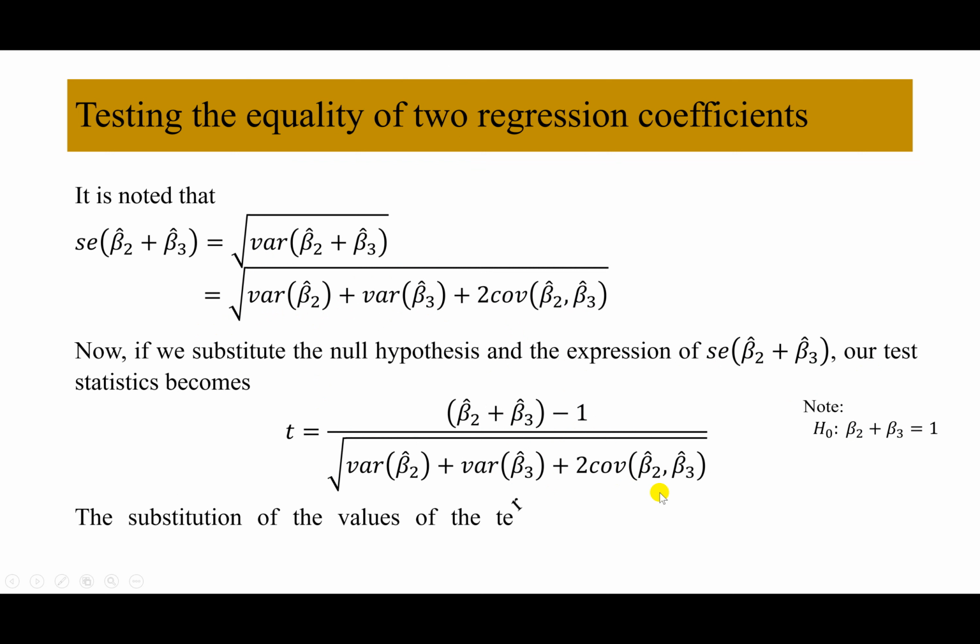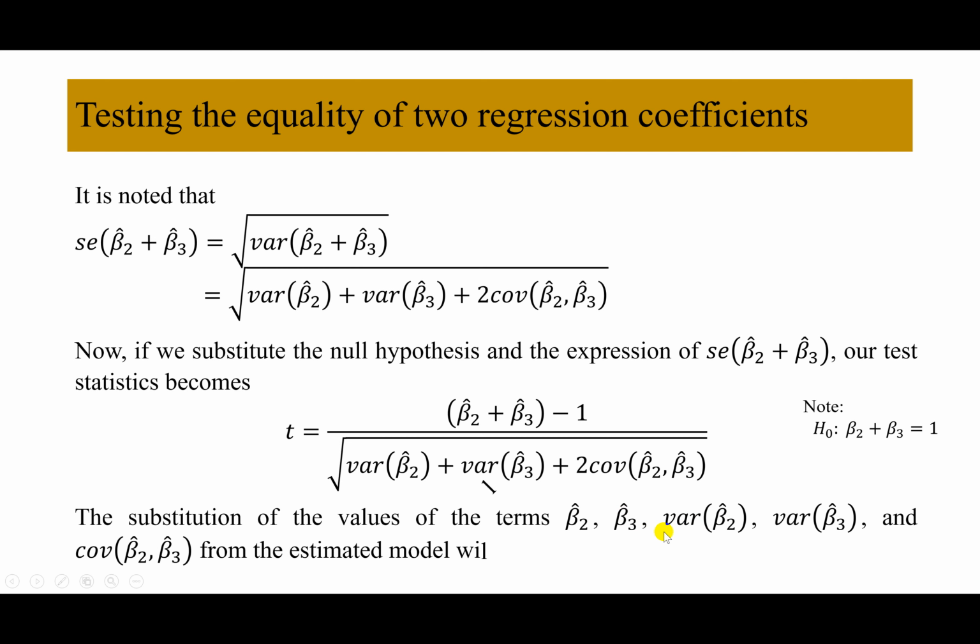The substitution of the values of the terms beta hat 2, beta hat 3, variance of beta hat 2, variance of beta hat 3 and covariance of beta hat 2 and beta hat 3 from the estimated model will give us the computed t value. So these terms will give us the actual number value. Then we'll get a number value of t.